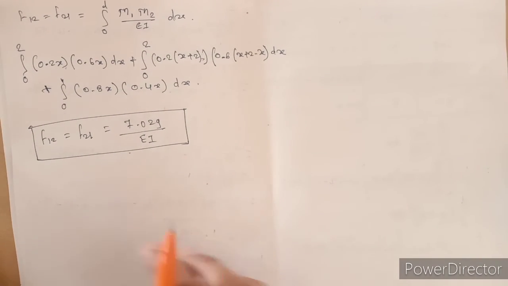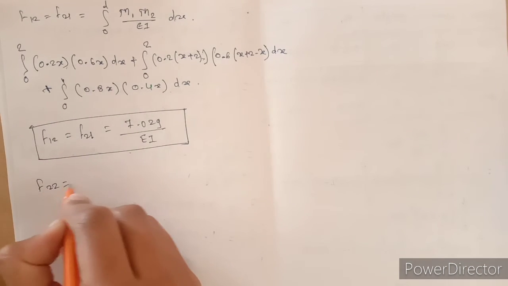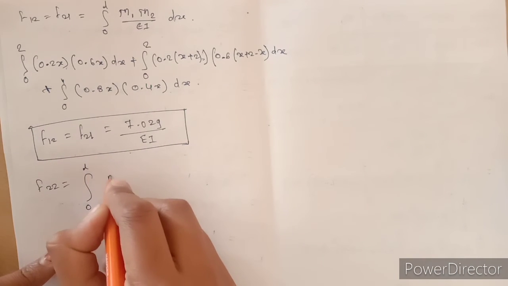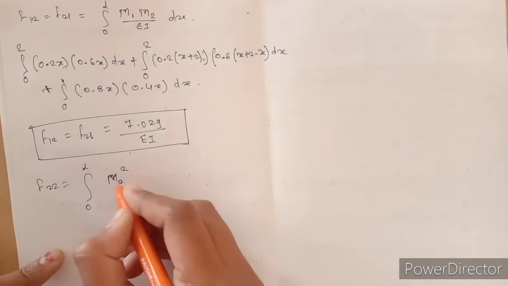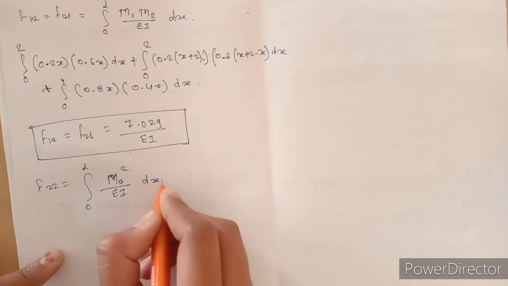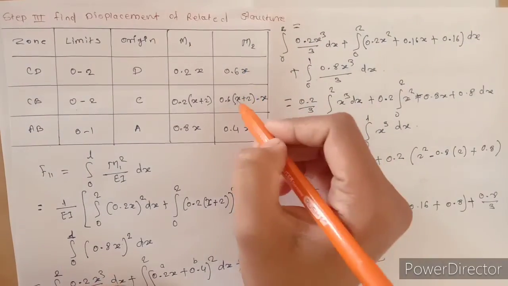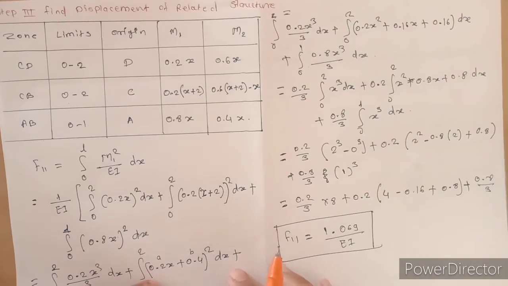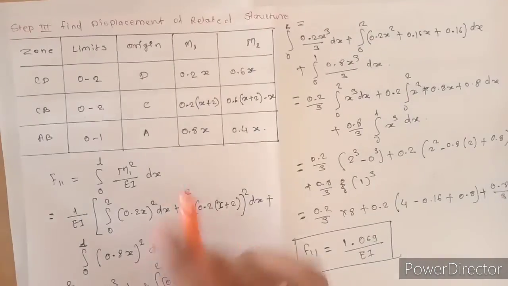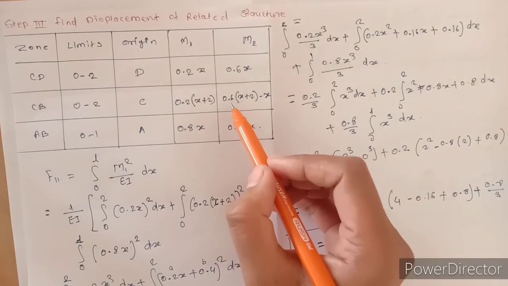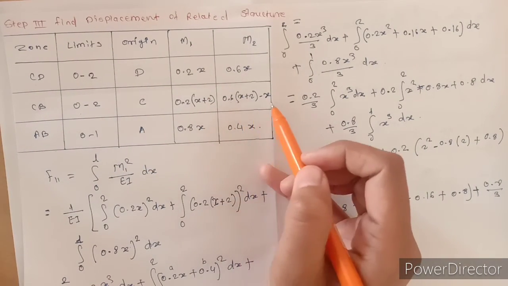And then last, similarly for f suffix 22, the formula is integration, put 0 to L limit, m2 square divided by EI into dx. So in that we take only the m2 values and we take m2 square. So here for the CD zone m2 is 0.6x, then for the CB zone m2 is 0.6 in bracket x plus 2 minus x, and for AB 0.4x.